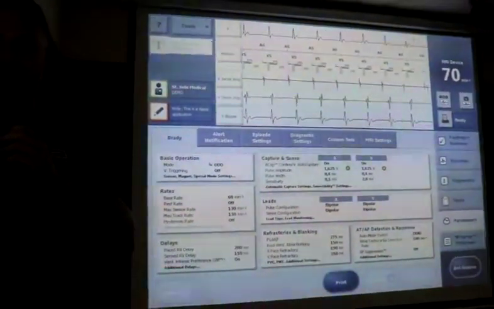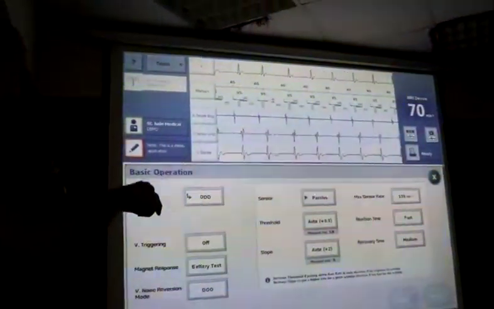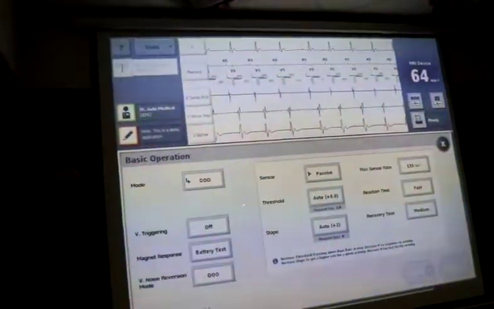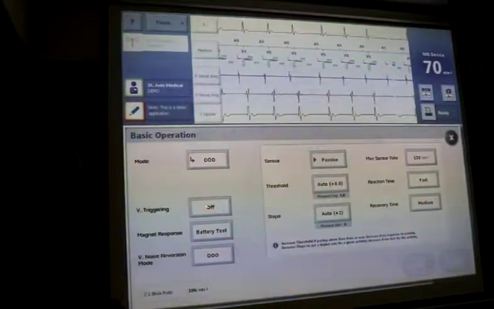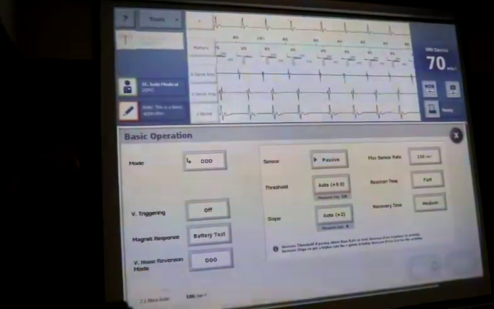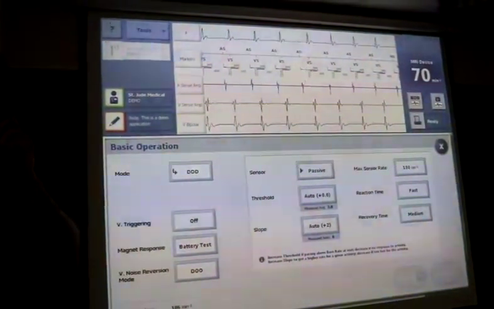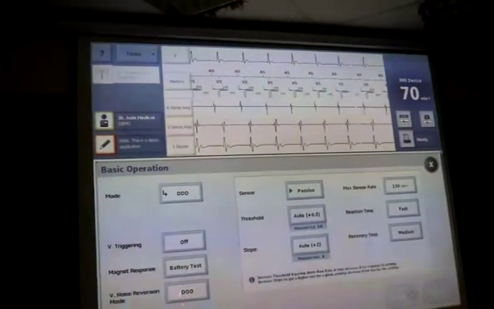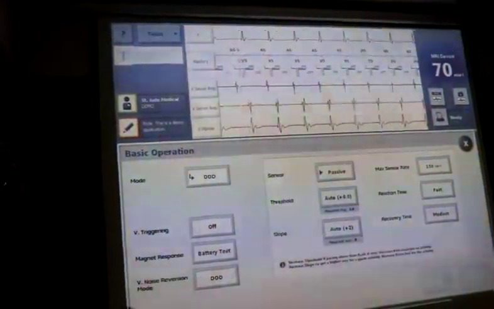So we're not giving this lady any rate response, okay? So no rate response, just passive, collect information. Over here we've got triggering. Battery magnet response is the battery test, so we put the magnet on and it tells us how good the battery is. And noise aversion mode, typically would leave this at DOO.